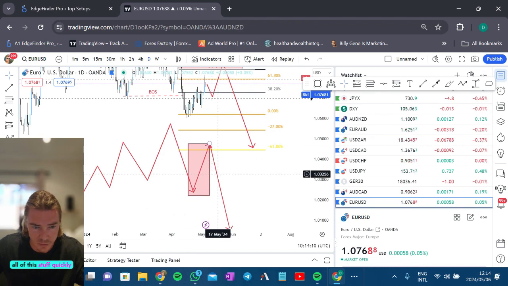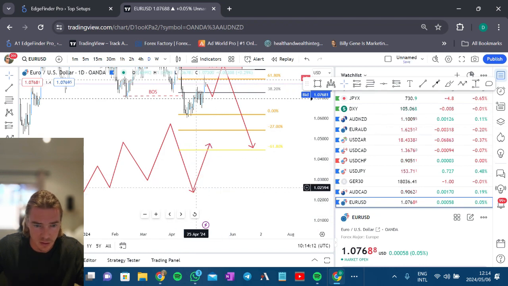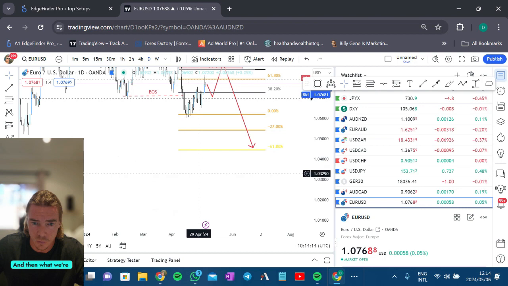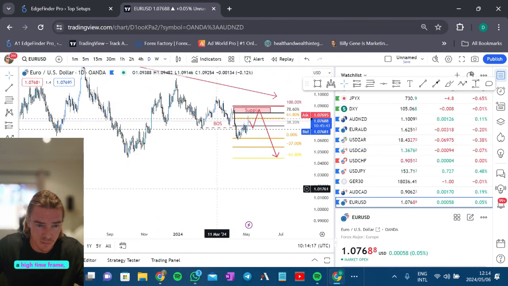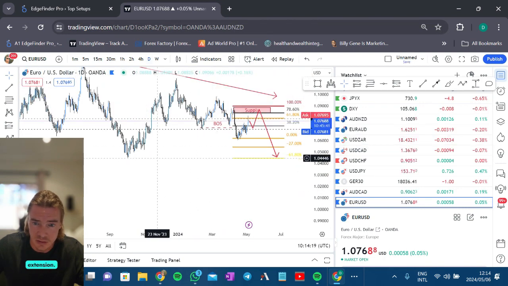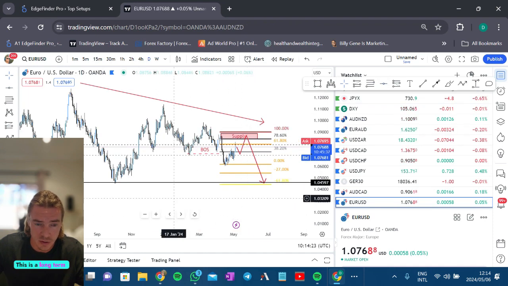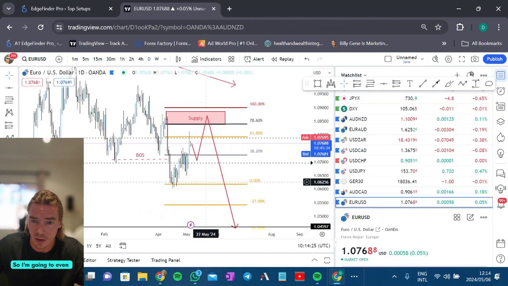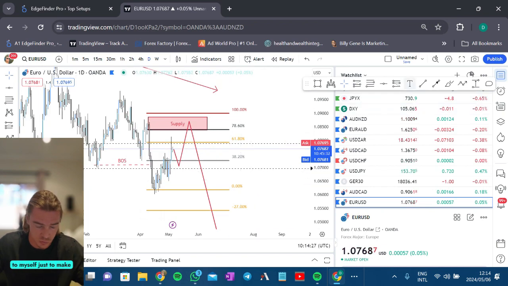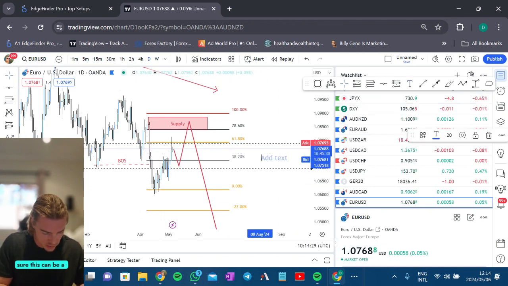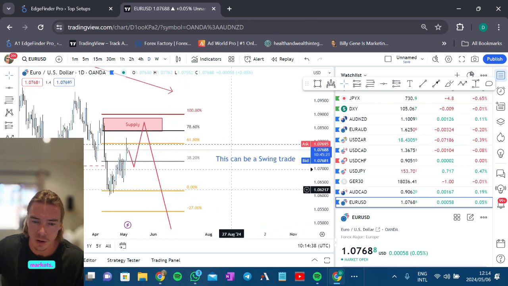So I'm going to just delete all of this stuff quickly, just so it doesn't confuse you guys. And then what we're going to do is also just find on a high time frame. You see, yes, look here, it's an extension. So this could be the actual fall. This is a long-term trade. So I'm going to even label this to myself just to make sure this can be swing trade, so I can remind myself not to be stupid in the markets.